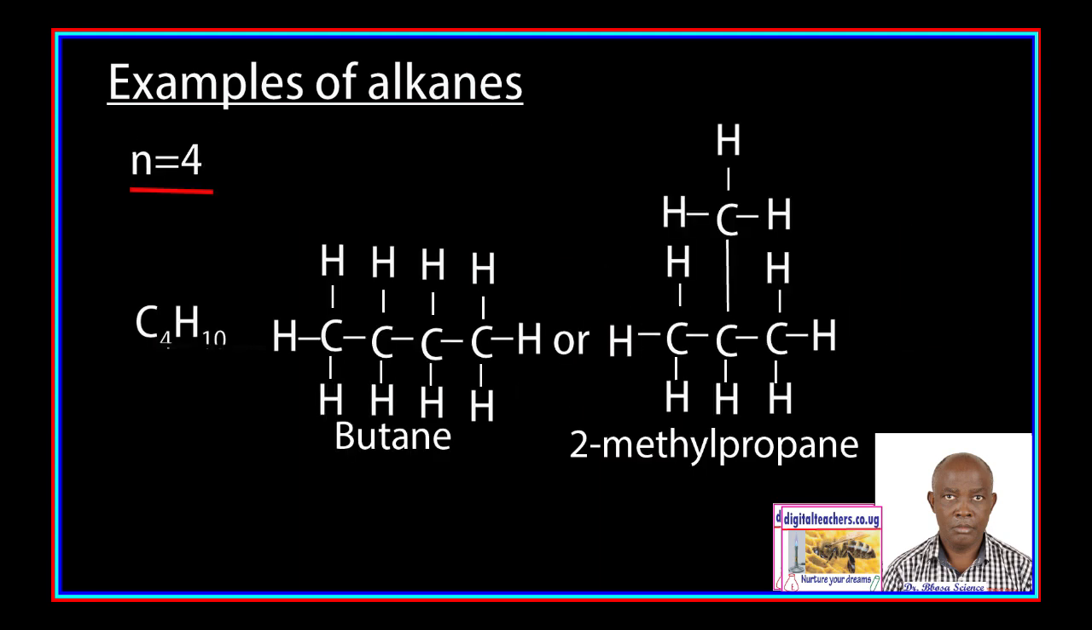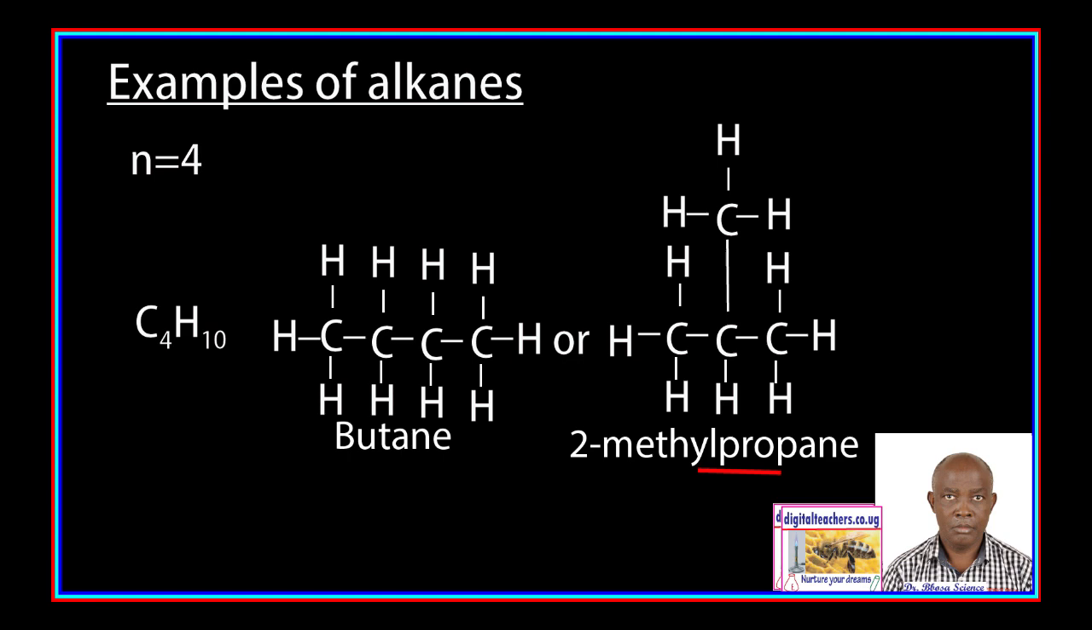When n is 4, the molecular formula is C4H10. 4 and 10 are subscripts. Here we can write 2 compounds. In the first one, carbon is bonded to a carbon, is bonded to a carbon, is bonded to a carbon by a single bond, and each carbon is bonded to hydrogen atoms to have 4 bonds around it. This straight chain compound is called butane.